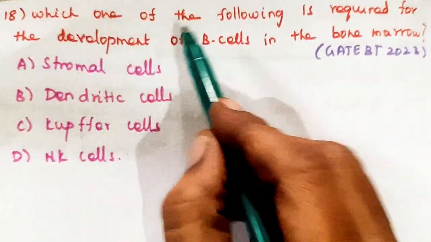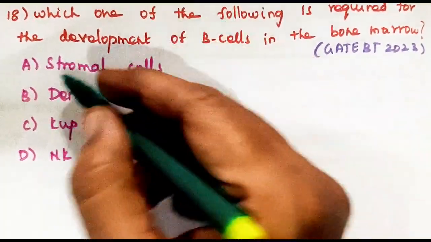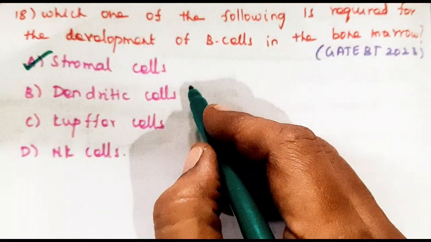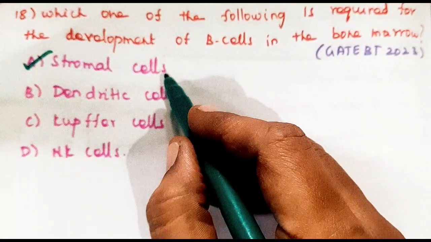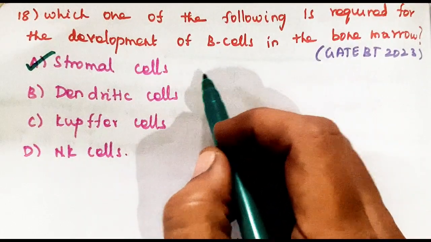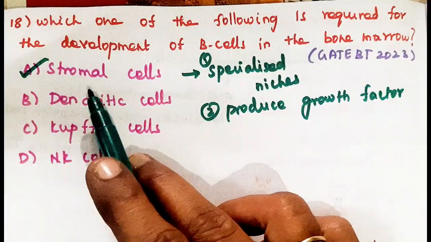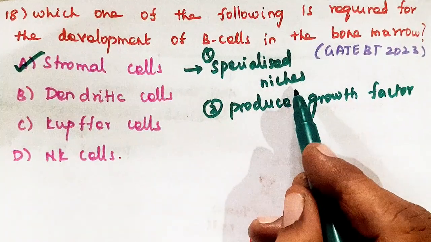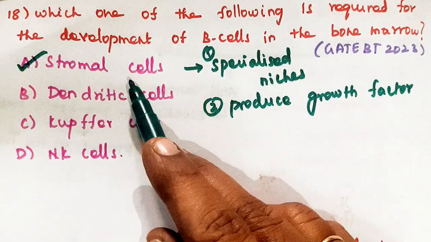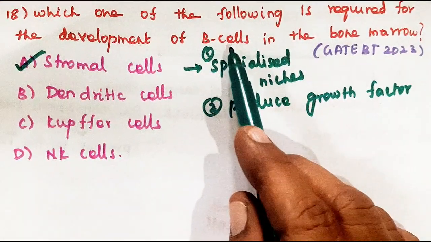Next question, which one of the following is required for the development of B cells in the bone marrow? Stromal cells are required for the B cell development in the bone marrow. Two reasons for that. One is it creates specialized niches in the bone marrow that supports B cell development, and also it produces some growth factors, okay, that stimulates the differentiation and proliferation of lymphocytes. Stromal cells create specialized niches in the bone marrow. This supports the development of B cells. These stromal cells also produce some growth factors which stimulates the differentiation and proliferation of B cells.